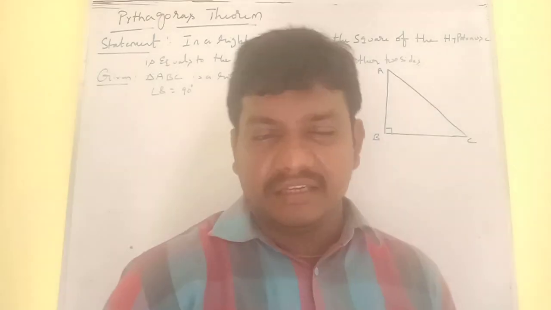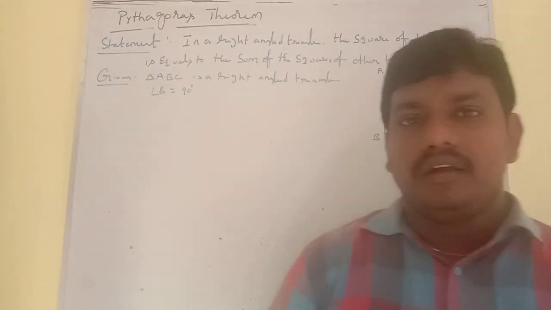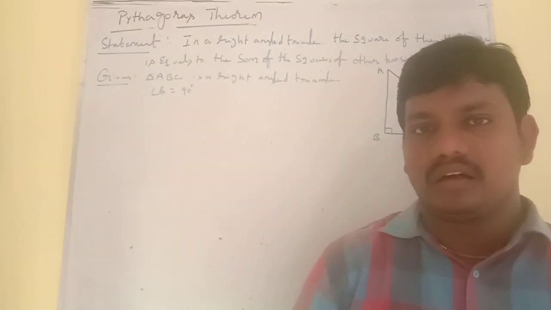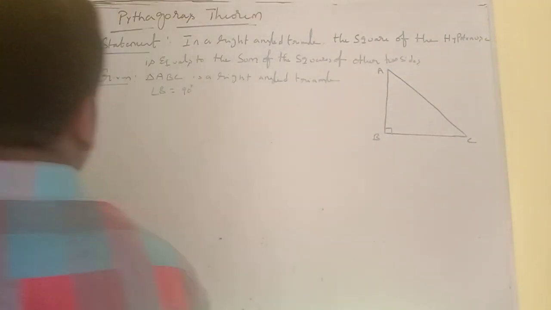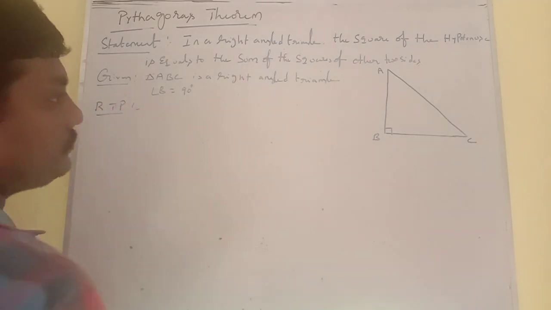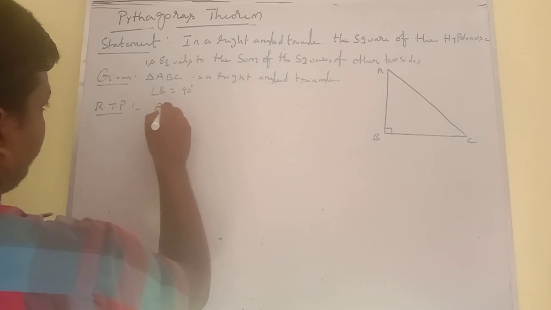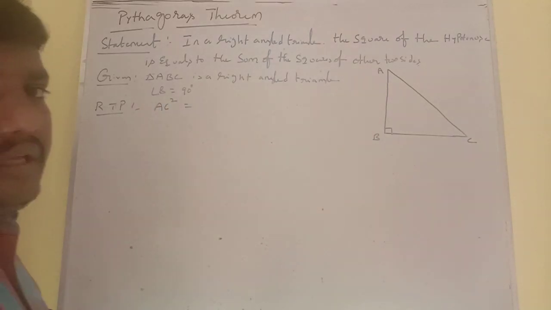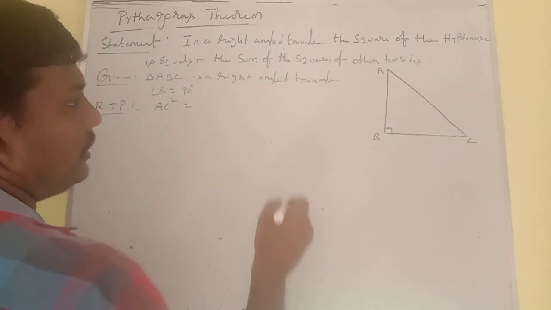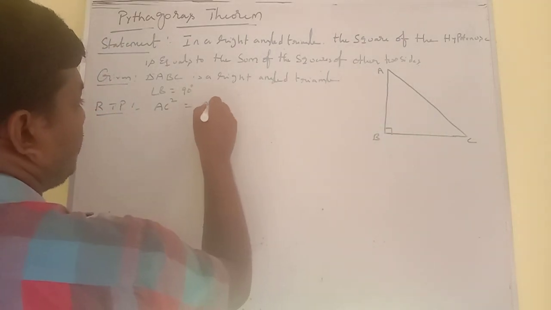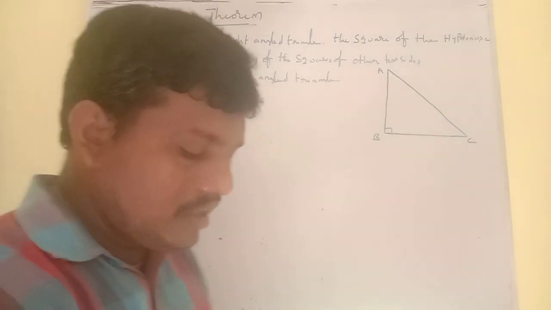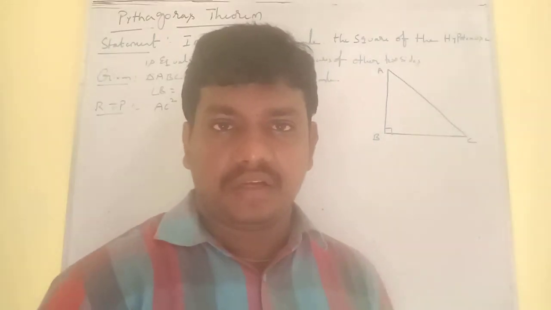When angle B is 90 degrees, in a triangle the side which is opposite to the right angle is called the hypotenuse. Then what do we have to prove? Required to prove: the square on the hypotenuse, AC square, is equal to the sum of the squares of the other two sides, that is AB square plus BC square. This statement we have to prove.